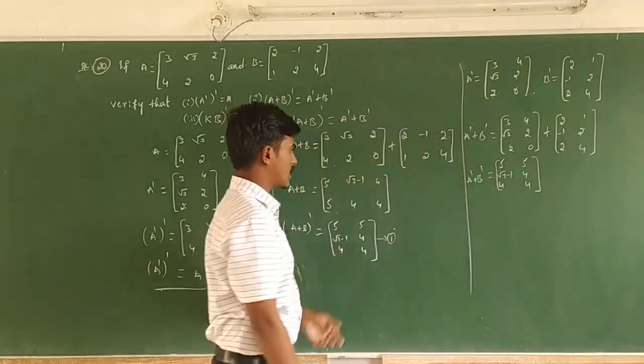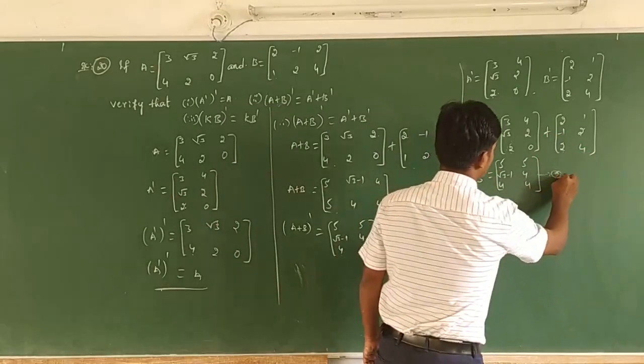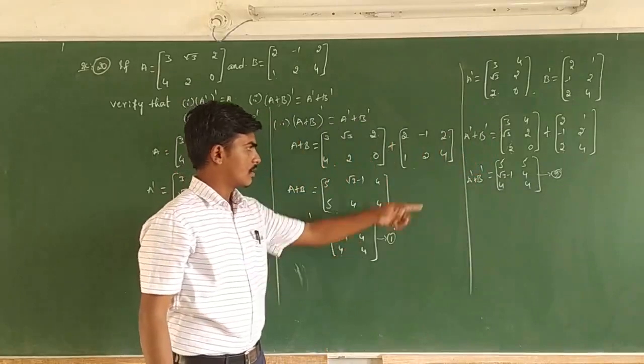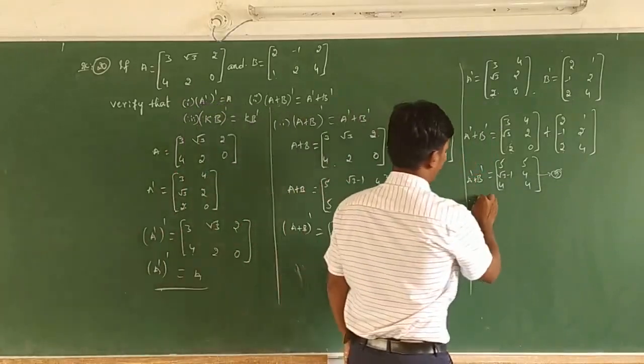Here, compare equation 1 and 2. This is called equation 2. Compare: here 5, 5, root 3 minus 1, 4, 4, 4. Both are the same. So what do we write? From 1 and 2.